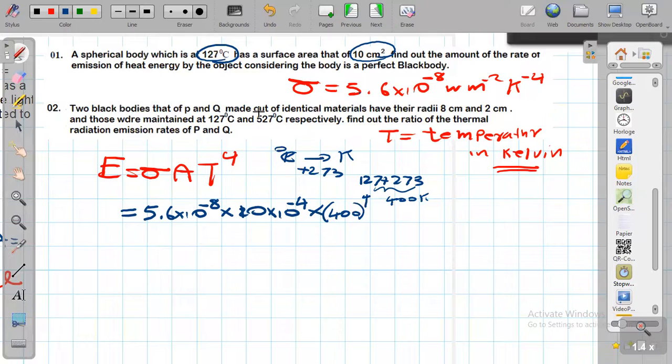To the power minus 8 and multiply that by 10 into 10 to the power minus 4, and again 400 to the power 4. Right. And finally, you may get a very small answer.